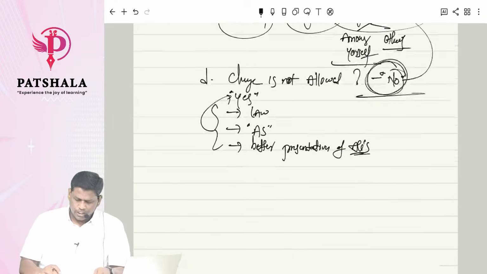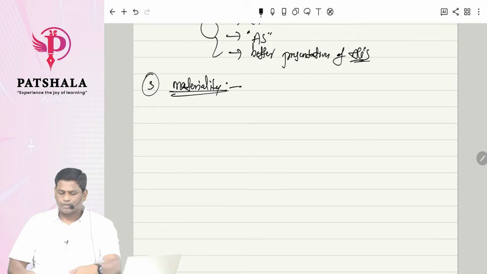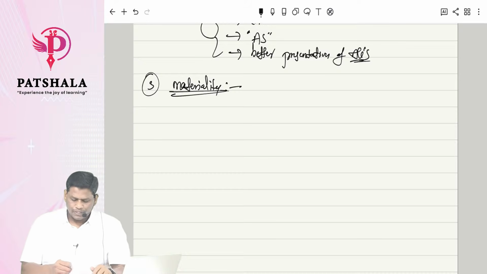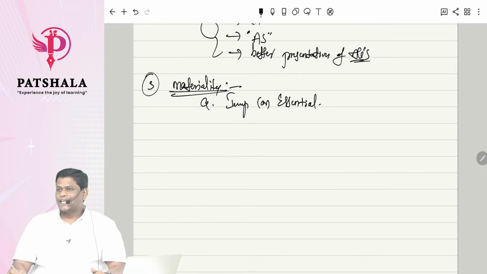Now, next, third convention, you write: Materiality. Now, this is another generalized concept that you have. What is this materiality? Simple. Materiality means important or essential.